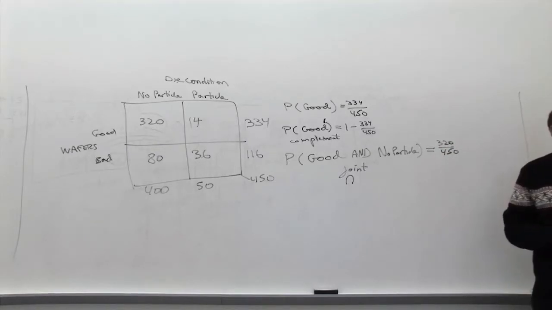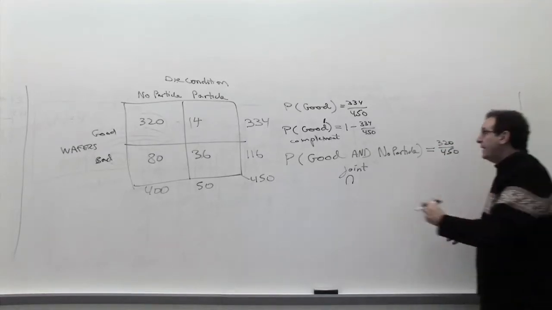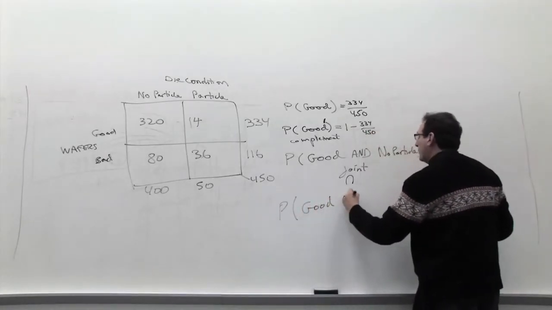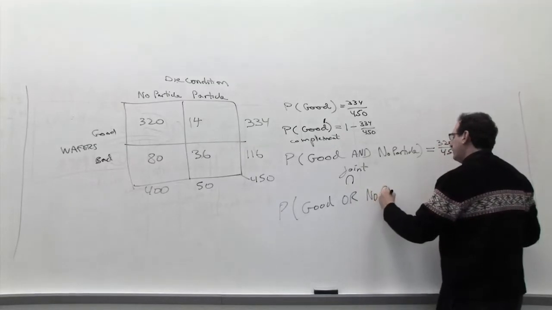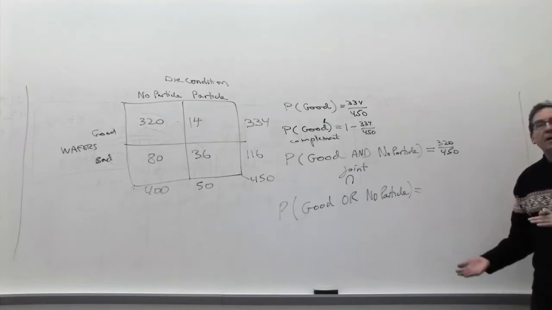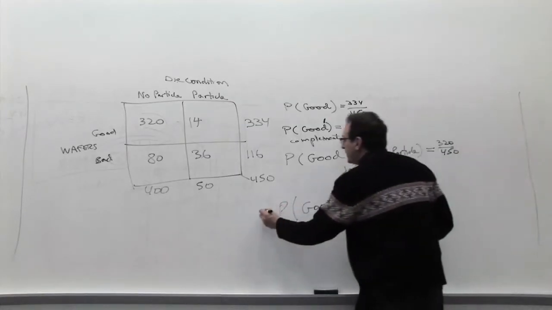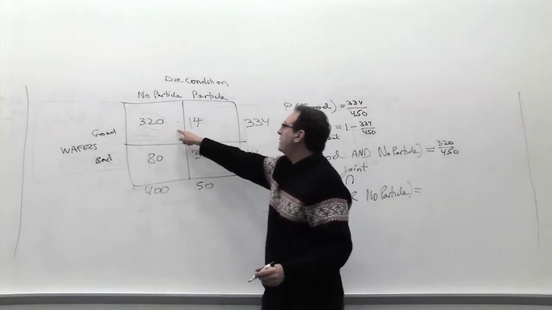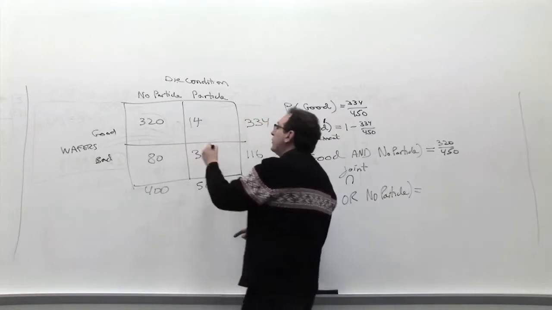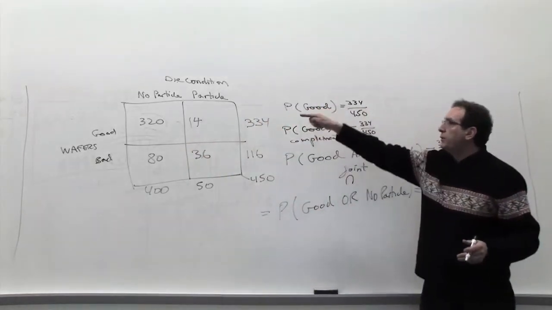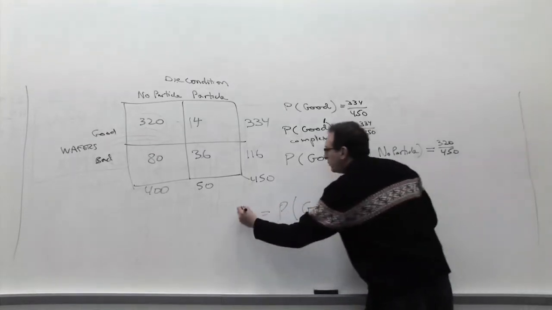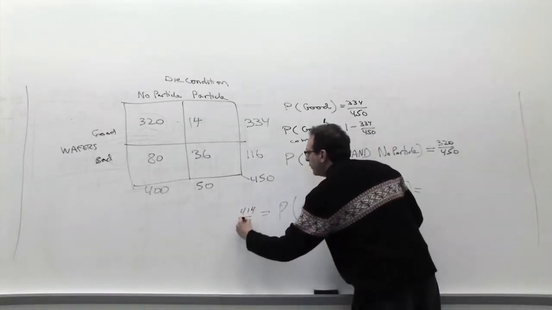The next question is, what's the probability of good or no particle? Here already we can do it two ways, once by common sense and once by formula. Common sense is basically how many chips are in the good category or the no particle category. It's everybody except for those 36. So the answer should be 14 plus 320 plus 80, which is 414 over 450. So the common sense answer we'll put on the left side, 414 out of 450.